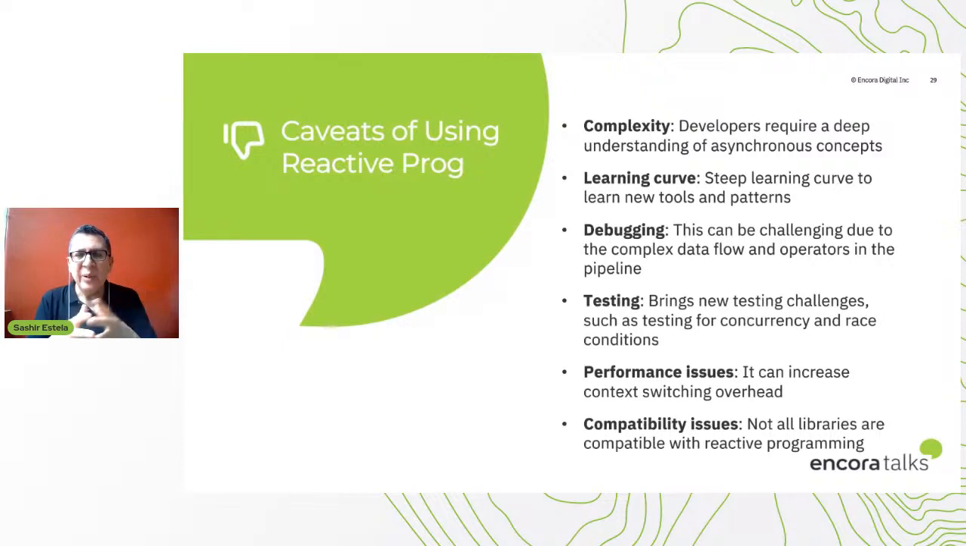Even the latest versions of the frameworks and tools are improving the debugging and testing, but it's not as easy as when we are working with the imperative style, with the traditional approaches for creating systems. We could have some performance issues and compatibility issues because not all libraries are using reactive programming. So you need to identify a balance between the benefits and the caveats of using reactive programming.